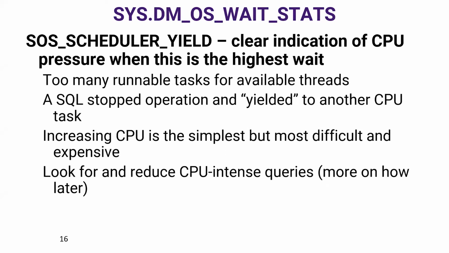SOS scheduler yield. This is a clear indication of CPU pressure when this is the highest wait type. There are too many running tasks for the available threads. SQL stopped an operation and yielded to another task. Increasing the CPU, hiding it with iron, is the simplest, but also the most difficult and expensive solution here. Look for and reduce CPU intensive queries. We're going to discuss more about that later, both with looking at cached execution plans and looking in the query store in SQL 2016 and above.